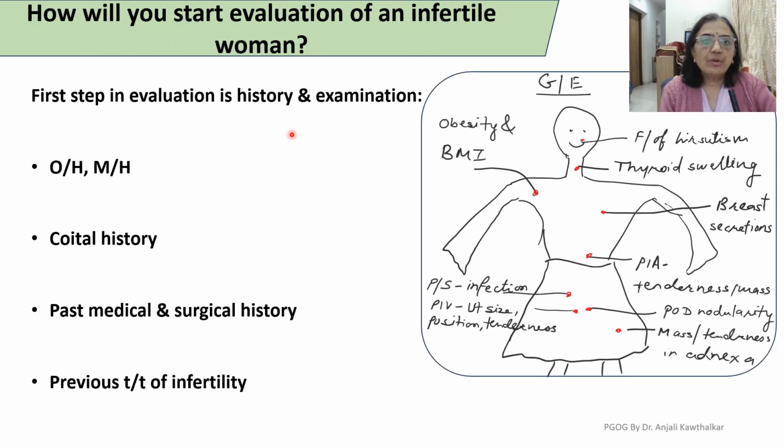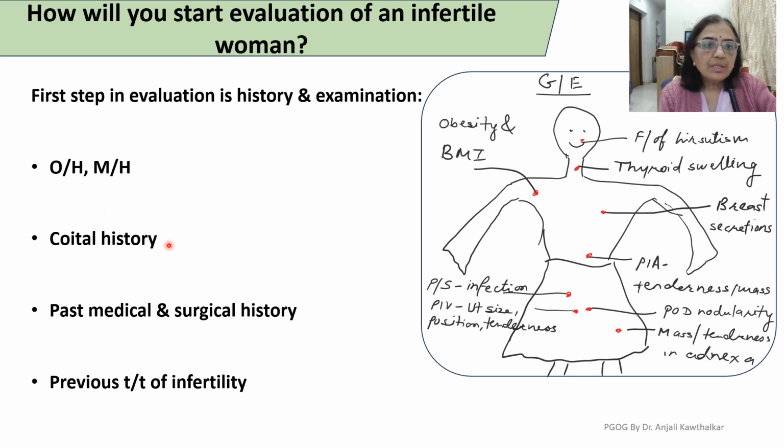How will you start the evaluation of an infertile woman? If that question is asked to you in an examination, how will you evaluate? What will be the first step in the evaluation? The first step is history and examination. We should always remember that you never jump directly to the investigations. So many clues we get in history and general examination decide in which direction we should evaluate further, or which investigations we should focus on. That is the reason why history and examination is the first step.